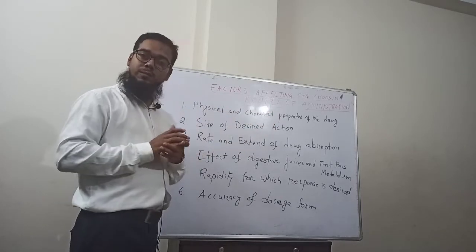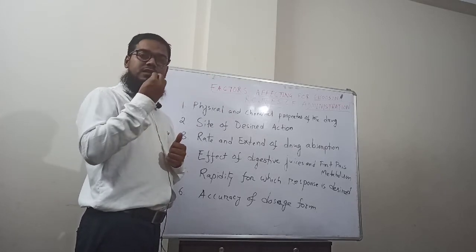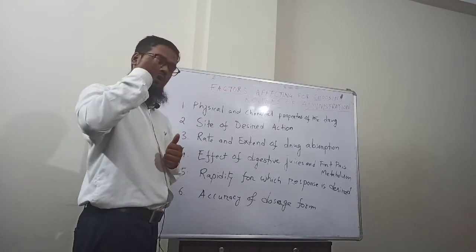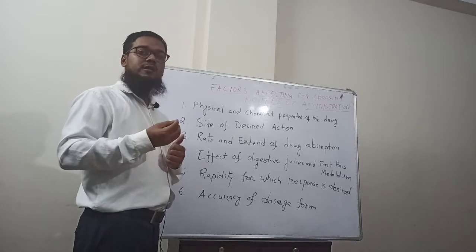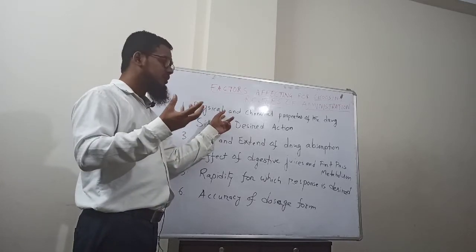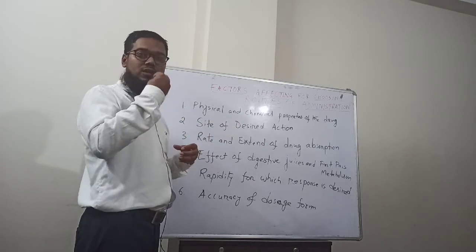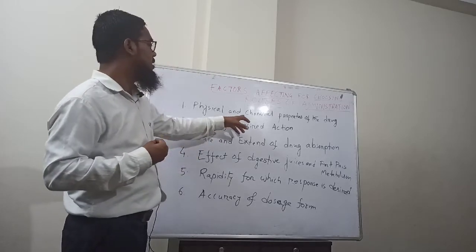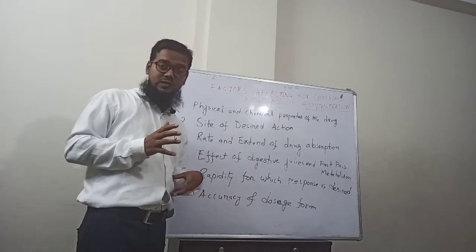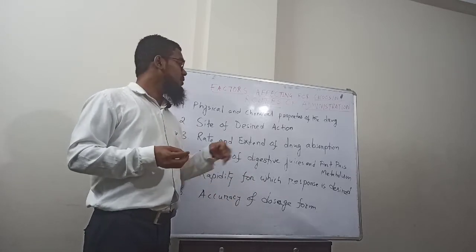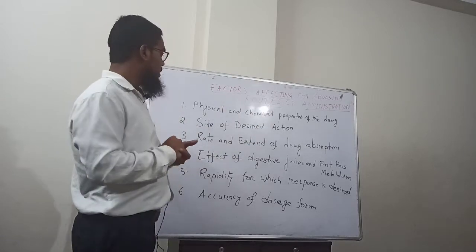So the route will depend on these. For example, if a drug has a very bad smell or taste, then we will not prefer to take it orally. Or if the drug is not soluble in our stomach juice, then it is not taken orally. Similarly, if a drug is reactive to the hydrochloric acid in our stomach, then it will not take the oral route, we will choose another route.